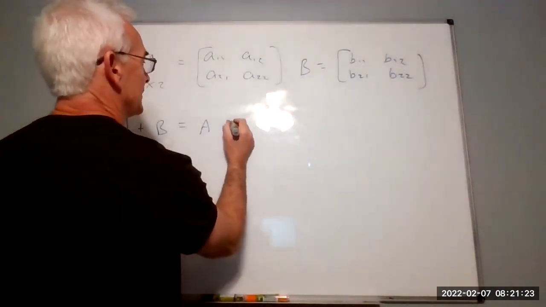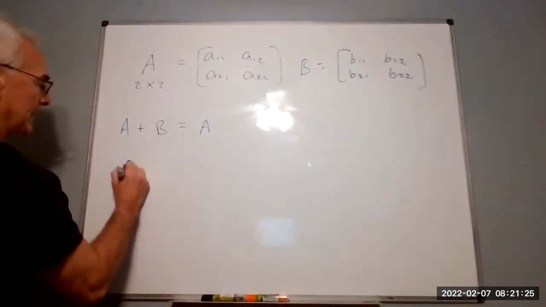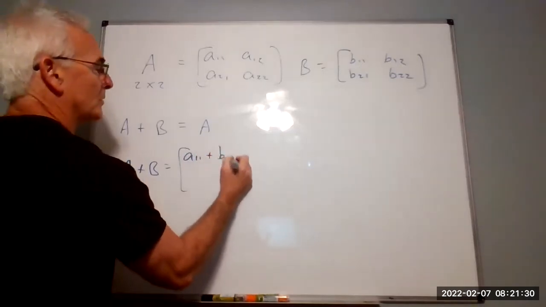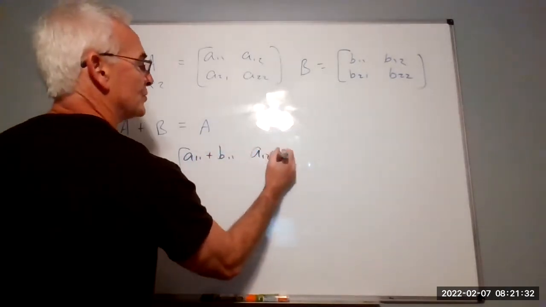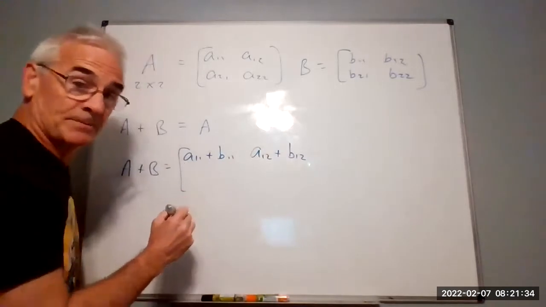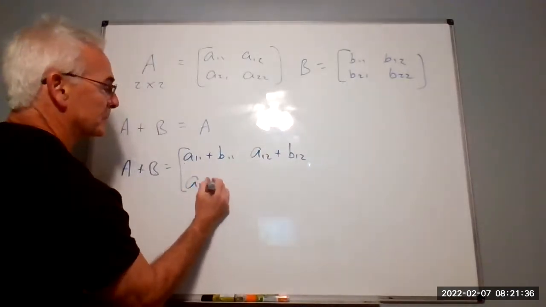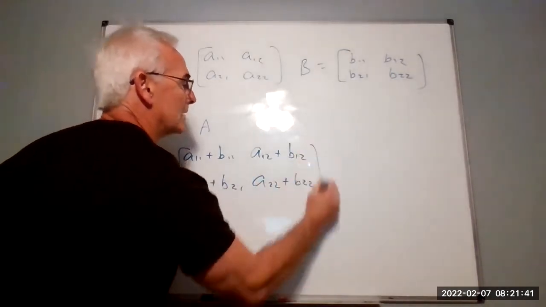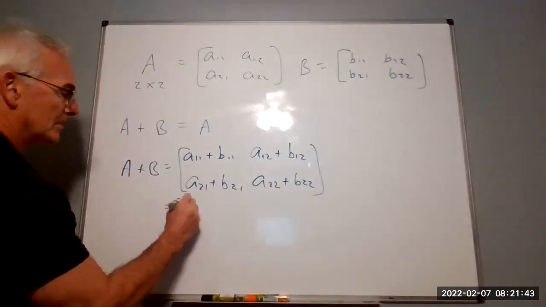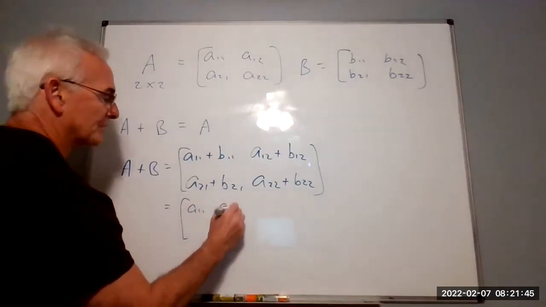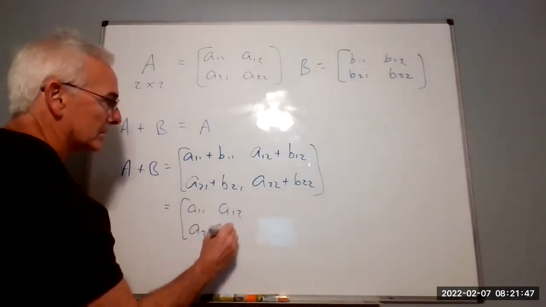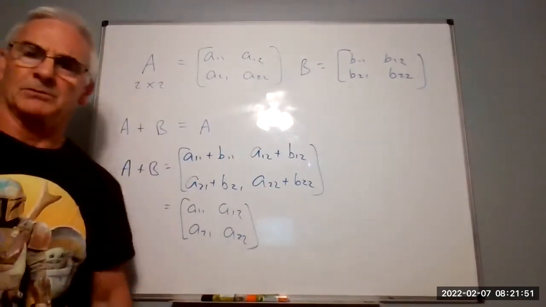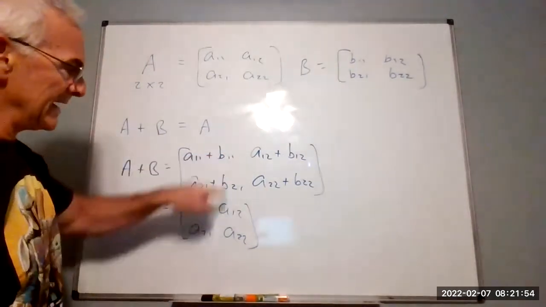Based on our definition of matrix addition, matrix A plus B equals A11 plus B11 in that position, A12 plus B12 in that position, A21 plus B21 here, A22 plus B22 here. And I'm asking you to make sure that that just equals this. Well, algebraically, how is this possible? How could this quantity ever equal this quantity?